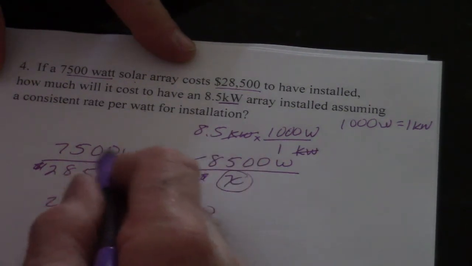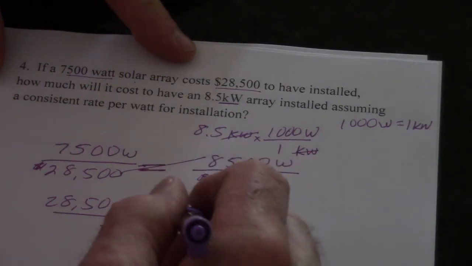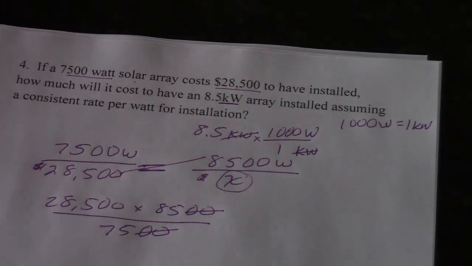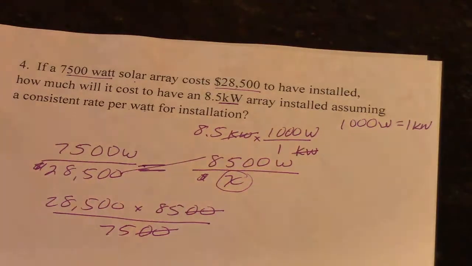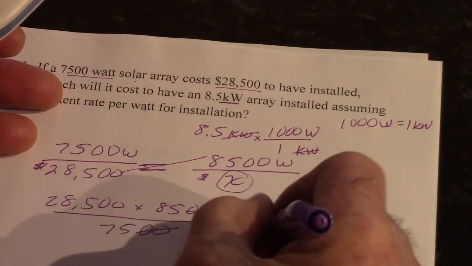Now we could have reduced these zeros here by dividing by 100. We could reduce the zeros here anytime. We can just drop that off, right? That's dividing both by 100. And we could reduce more if we wanted, but we have a calculator, so why not just use it? So 28,500 times 85 divided by 75. That's 3,000, I'm getting, this is our X.